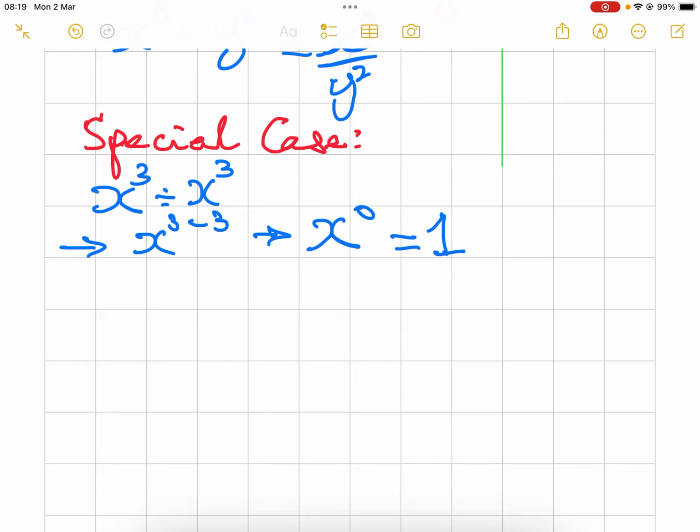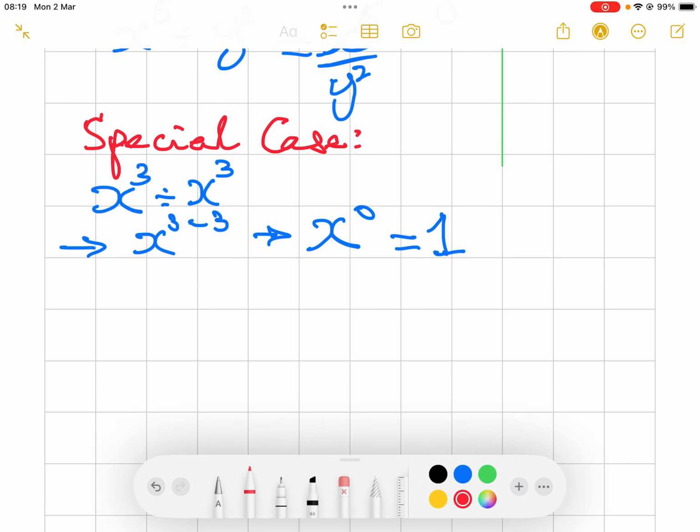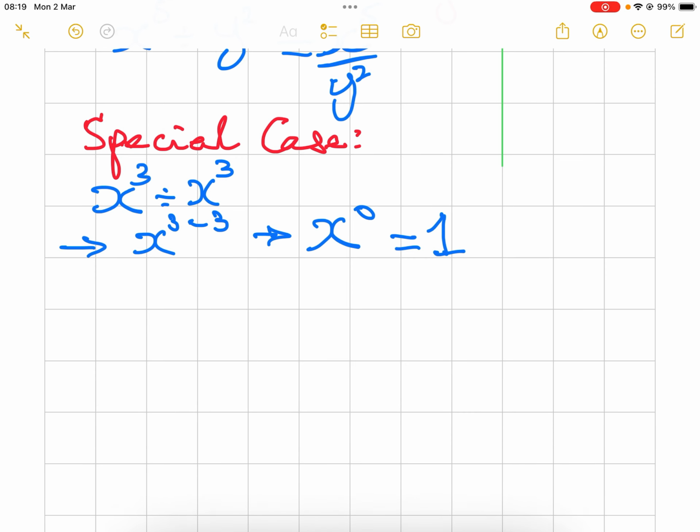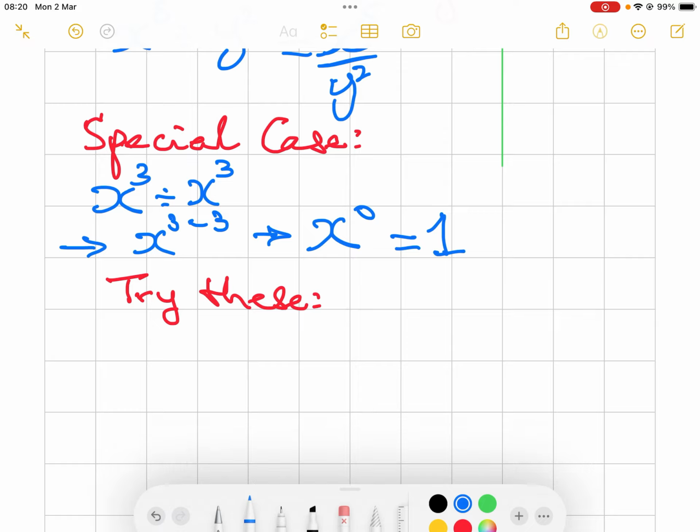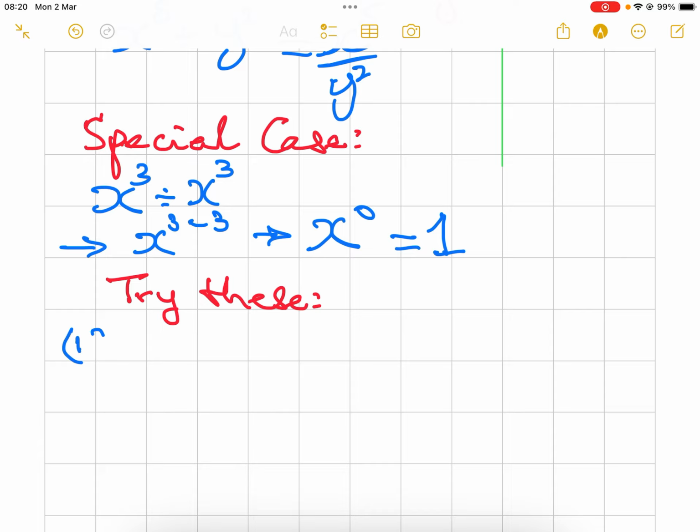This prepares the next lesson. The next lesson, Lesson 4, will explain why x raised to power 0 is 1. Let's consider the following examples. Try these.